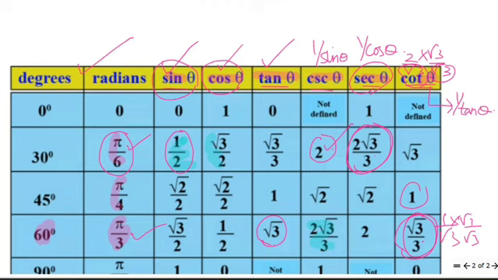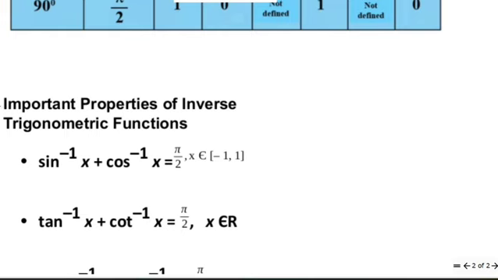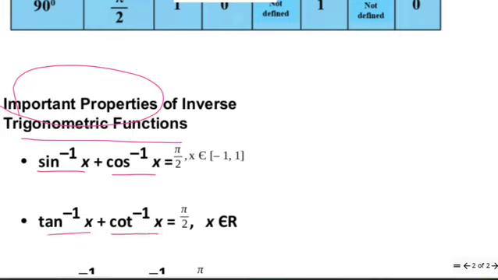Then what we can think about are important properties. As we discussed in one of our previous videos, sin inverse of x plus cos inverse of x equals pi over 2, and tan inverse of x plus cot inverse of x is also pi over 2. If we look into our question, we have sin inverse, so we can think about including this cos inverse in our calculation. So how do we interpret that?